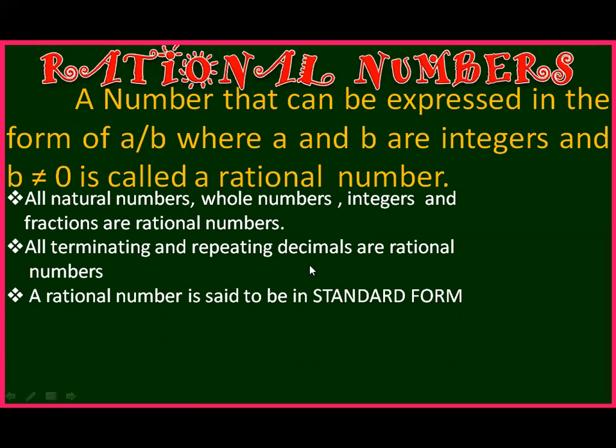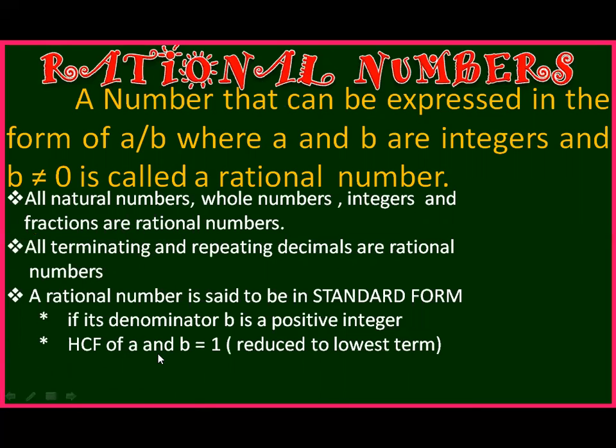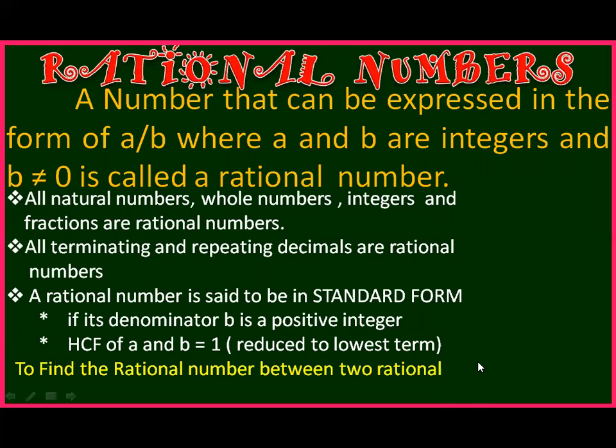When do we say that a rational number is in the standard form? If its denominator b is a positive integer and the HCF of a and b, the numerator and denominator, is 1. It is reduced to the lowest term, in simple form. To find a rational number between two rational numbers, you use the formula half into a plus b.